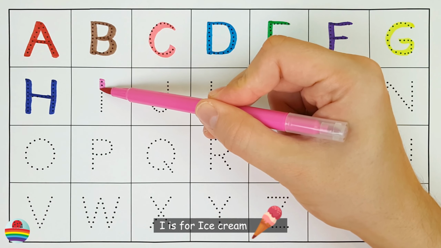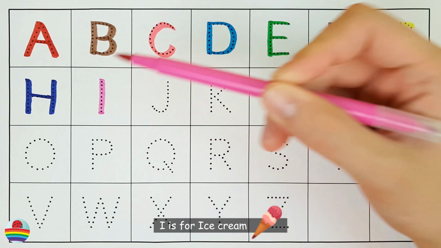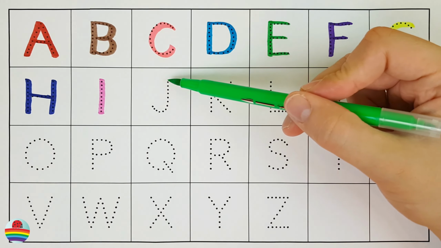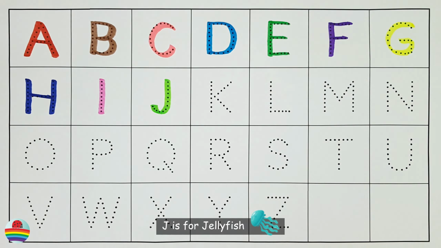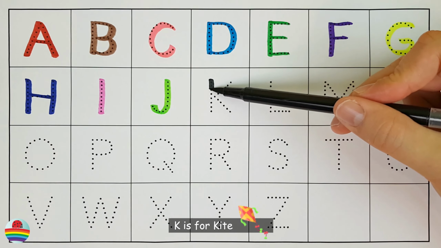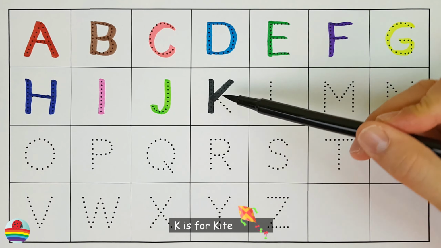I is for ice cream. J is for jellyfish. K is for kite.